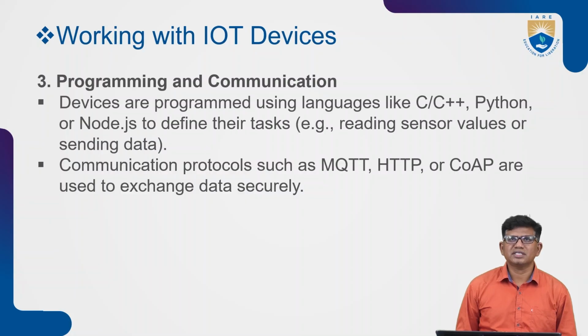Communication protocols such as MQTT, HTTP, or CoAP are used to exchange data securely. Various physical devices are taken here in an automation process, and the data should be exchanged between the various parameters to take proper action. That is done with the help of MQTT, HTTP, or CoAP. These are the commonly used protocols for the exchange of data between the various physical devices.